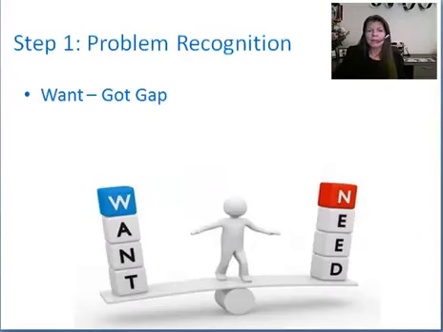So step 1 is problem recognition. It begins when a consumer acknowledges a discrepancy between what they want and what they've got. In other words, acknowledging a want-got gap. In order for problem recognition to occur and us to get this want-got gap, the discrepancy must meet 2 qualifiers. First, it must be a significant gap between the two, not a trivial one.